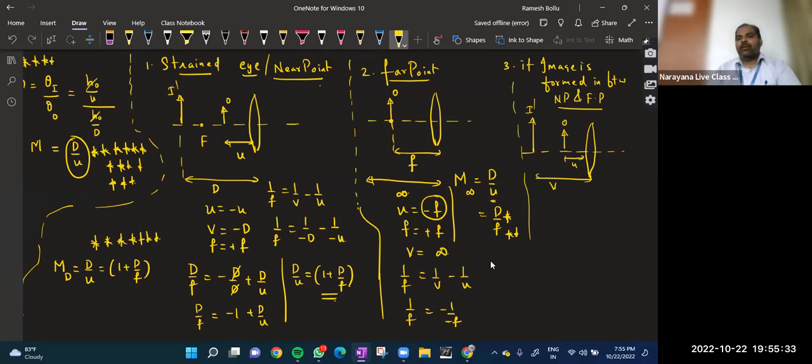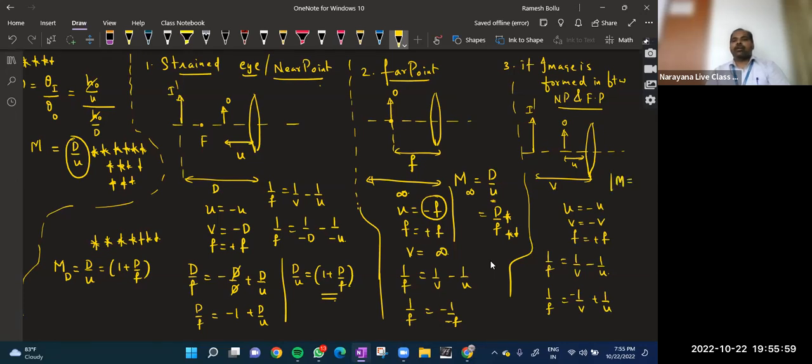Now tell me, what is the U value? Minus U. What is the V value? Minus V. F value? Plus F. What is the lens formula? 1 by F equal to 1 by V minus 1 by U. So 1 by F equal to minus 1 by V, minus into minus how much? Plus 1 by U. I want D by U only, na?